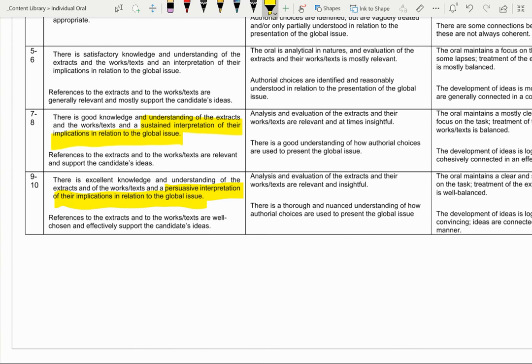And I think it's also worth making a note of the fact that you have to refer to the extract, but also to the wider work and text. It can't all be focused on the extracts themselves. You have to show good or excellent knowledge and understanding of the works and the texts that the extracts are taken from. You'll be penalised if you don't.